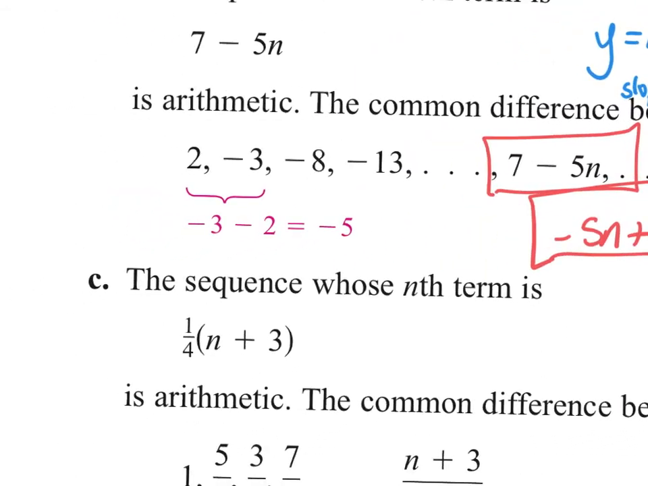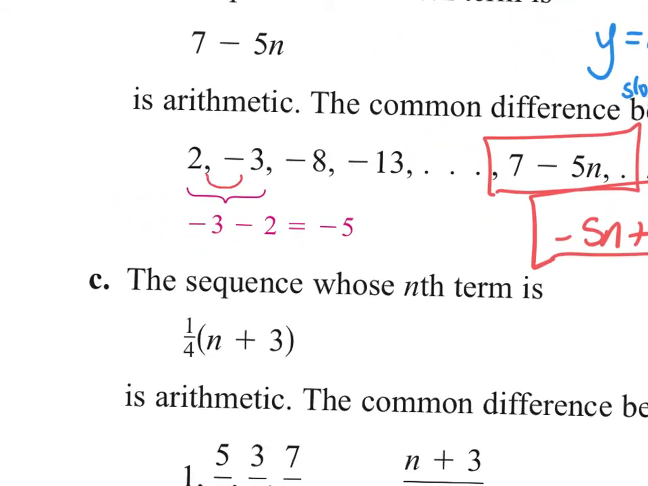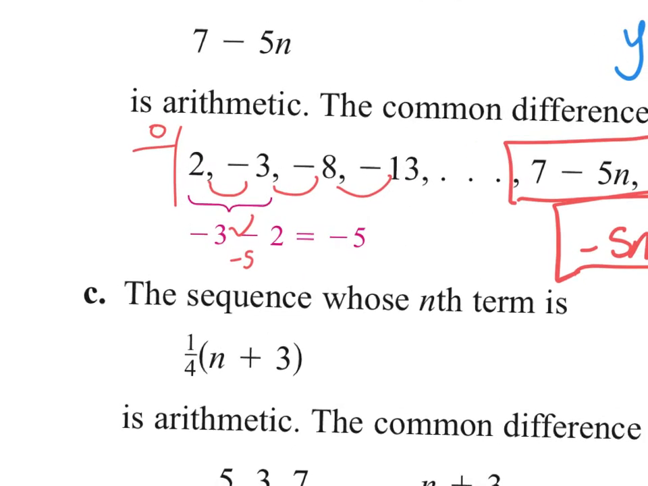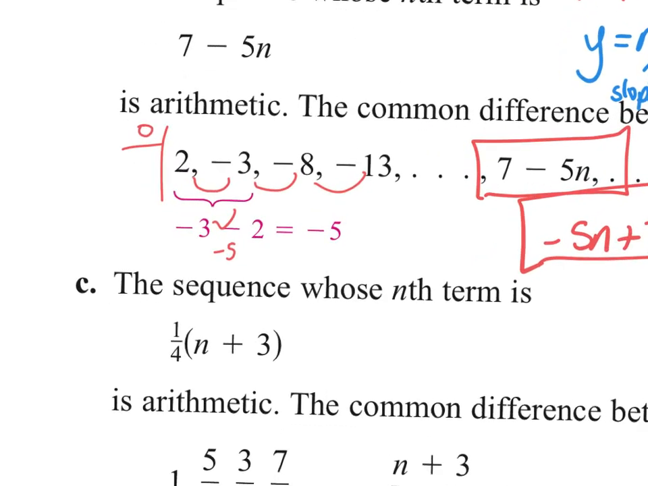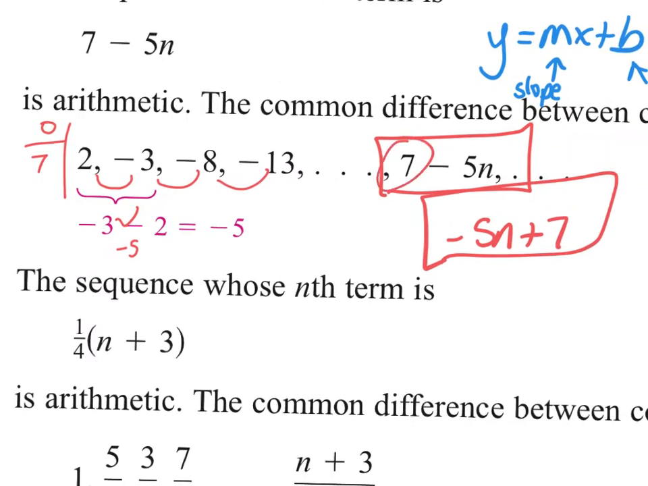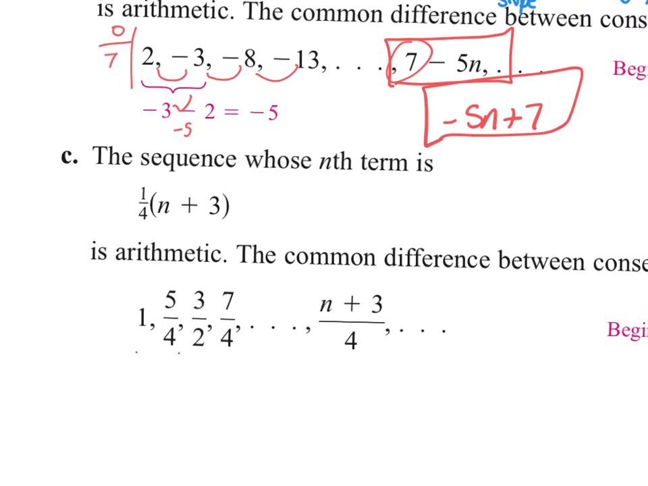So do you notice in this sequence, how'd you get from 2 to negative 3? Negative. That's why my common difference is negative 5. That's my slope. So if I was going to find the 0 term, the one before it, instead of minusing 5, we would do what? Add 5. Right? So 2 plus 5 is 7. That's where they got the 7 from. You guys all right with that? Okay. All right, moving along.